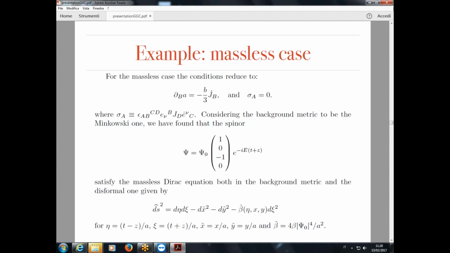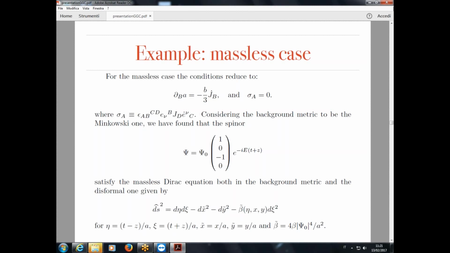So for the massless case, we don't need the Inomata condition, so it's fine. It's easy to find examples. You just need these two conditions. You need sigma to be 0, and you need the derivative of the conformal factor, actually the square root of the conformal coefficient, to be equal to minus a third of b, and this is the covariant derivative of j in the direction of j.